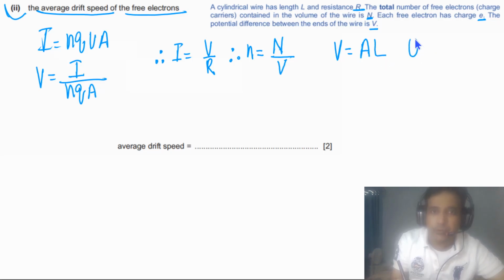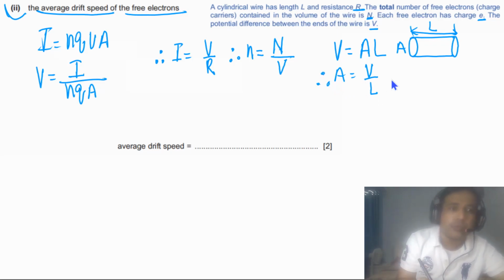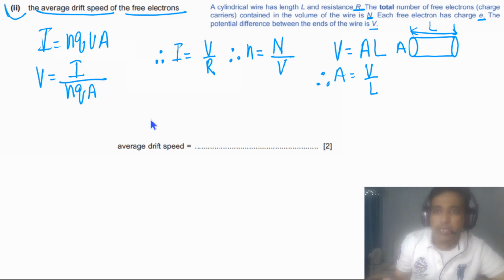So simply we can draw. This is our cylindrical wire. This is like a cylinder. We can imagine its cross-sectional area is A, and the length of the wire is capital L. So A, from here we can write down, this is V divided by L over A. Now simply we need to plug in these values and we can get the answer.